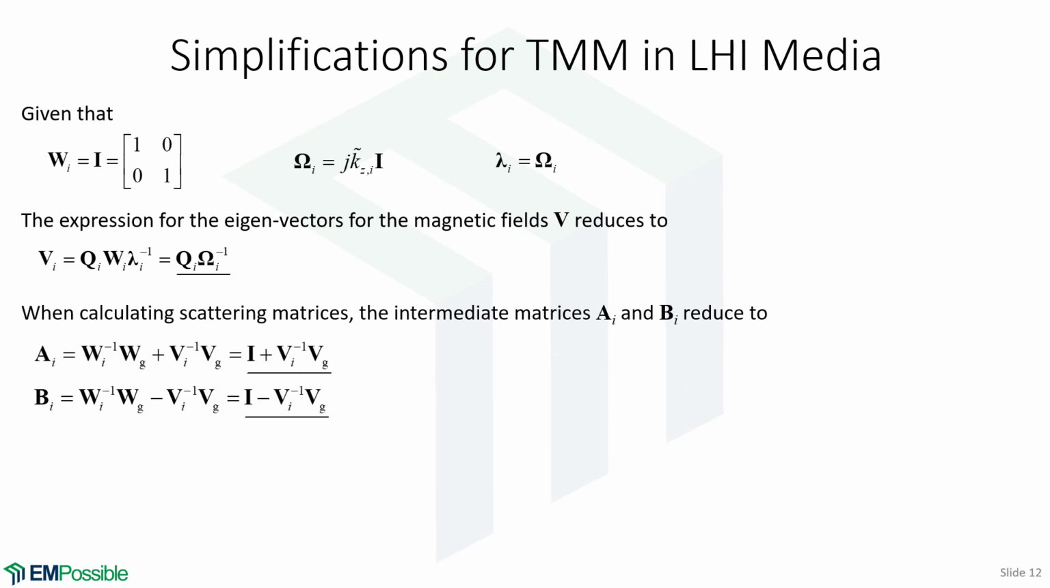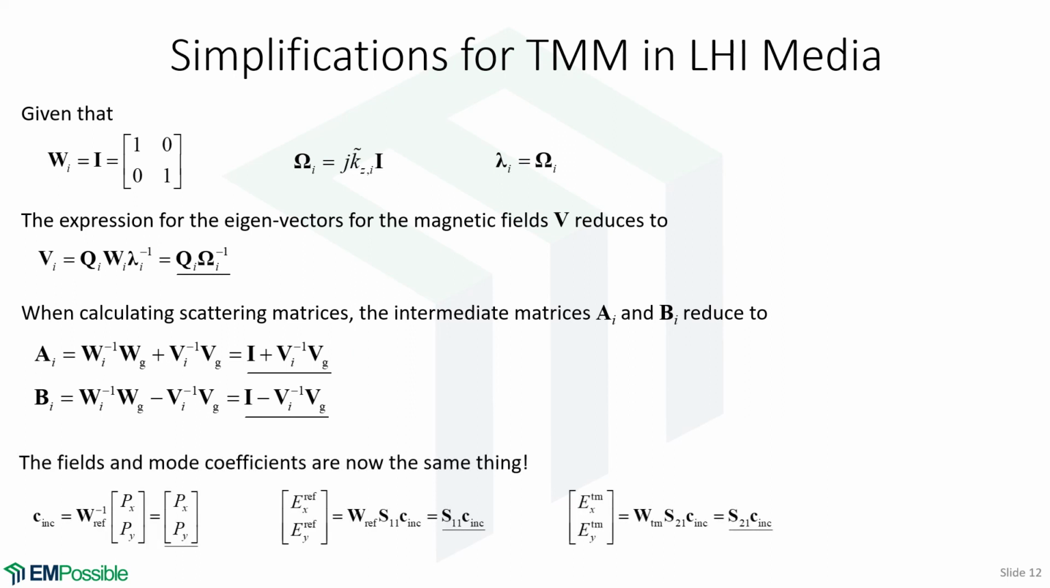When we calculate our scattering matrices, we have these intermediate parameters A and B, and we have products of W's and products of V's. But if our W's are all identity matrices, these equations reduce and the W's just fall out. In fact, in the transfer matrix method, W is not used at all because it's the identity matrix.